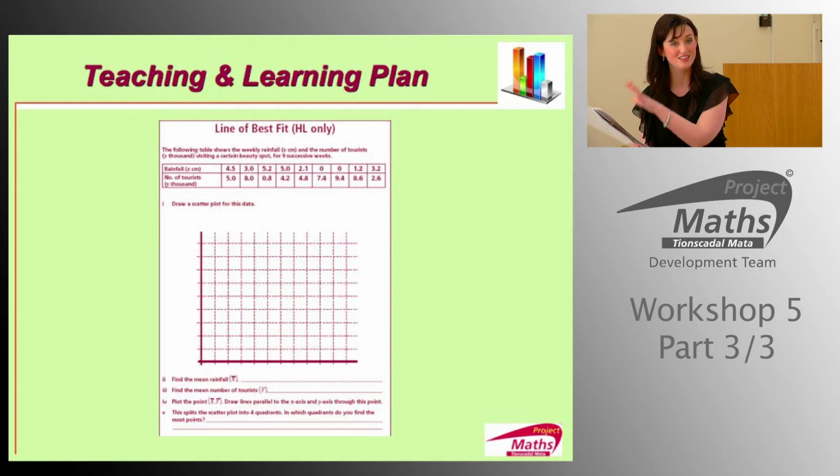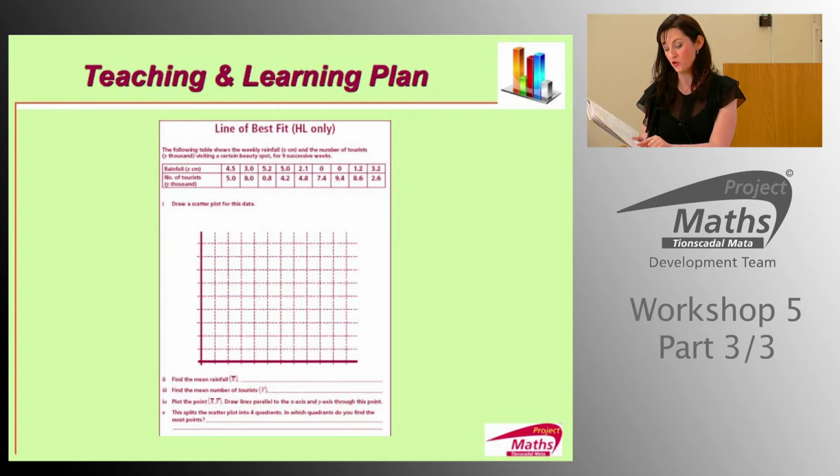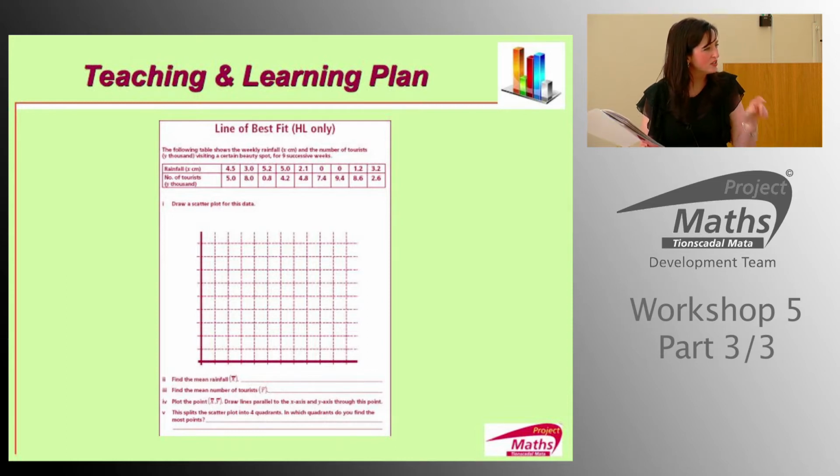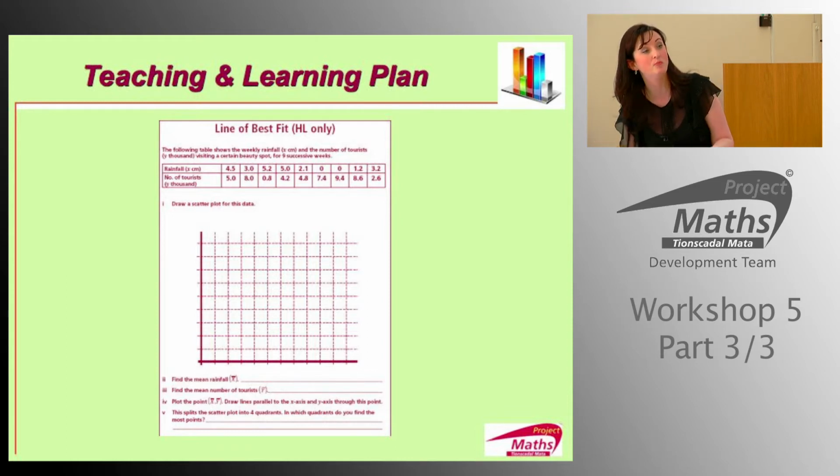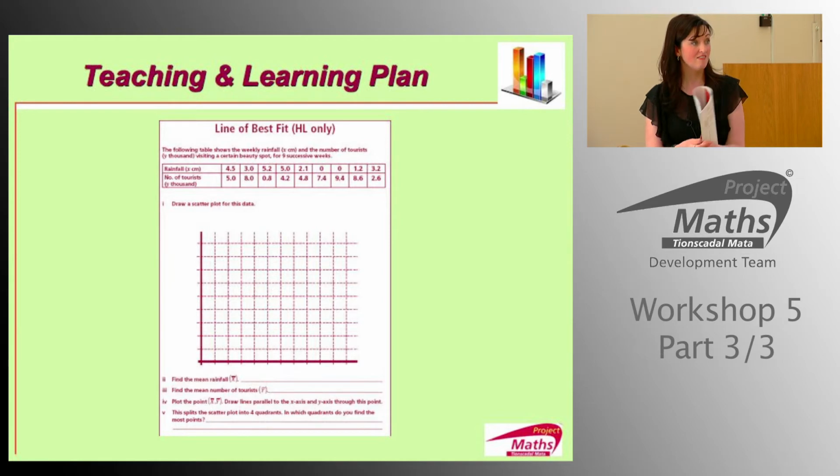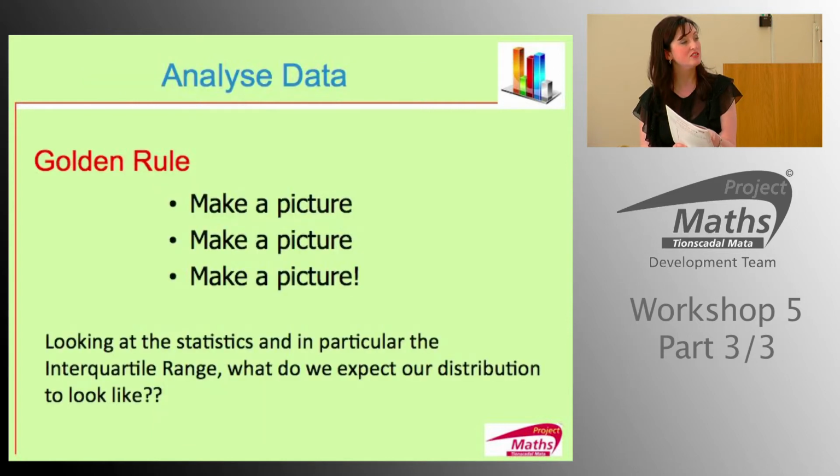So can you see how well this activity mirrors this? If you do this, then you have an opportunity to send them home with this for their homework. This splits the scatter plot into 4 quadrants. In which quadrants do you find the most points? Can you see what we're leading up to now? If you're looking at where are the most points, in what quadrants, that's going to help us with the correlation, isn't it?